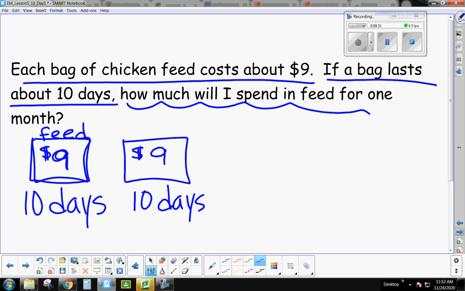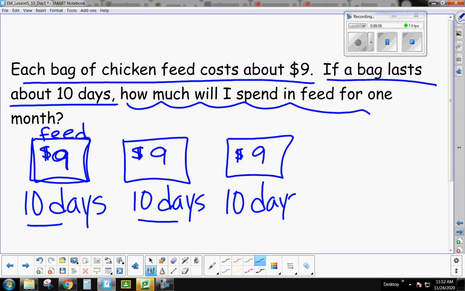Is that a month yet? So you've got to know how many days are in a month. Now, some months have 30, some have 31, and February has 28 and sometimes 29 if it's a leap year, right? So to make easy math, let's just go with 30. So this is already 10 days. I need to draw another bag, don't I? There's my other 10 days.